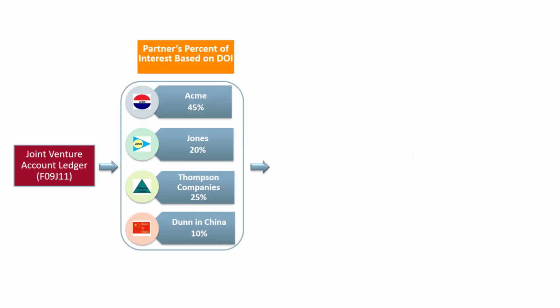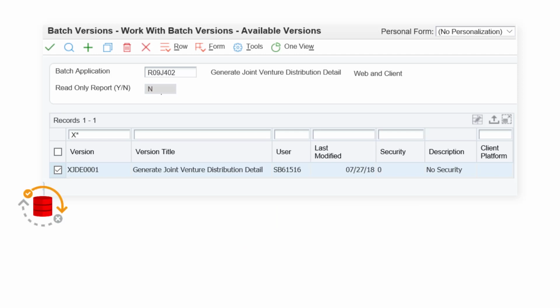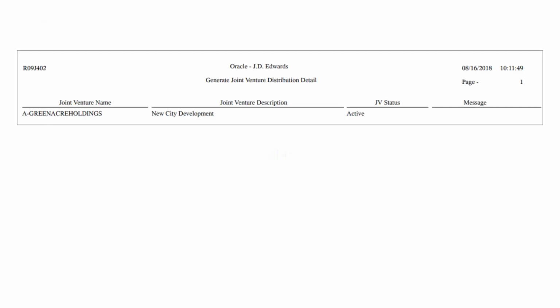The program distributes the transaction records from the joint venture account ledger table FO9J11 to the partners of the joint venture using the DOIs or the direct bill to partners that are assigned to the transactions. The process creates records of the distributed transactions in the joint venture distribution detail table FO9J12. When the RO9J402 program completes processing, the system generates a report listing all the joint ventures that were included in the process and also any errors that occurred during processing.